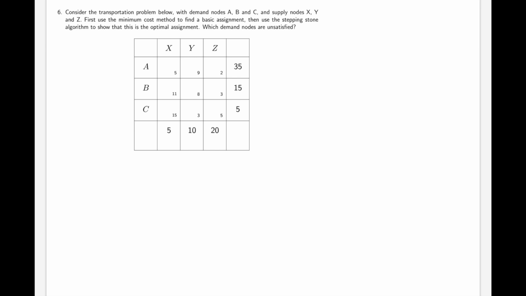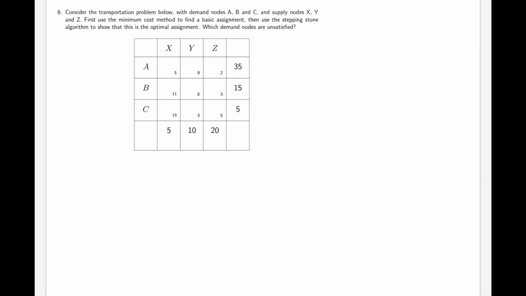So the first thing to notice about this question is that the sum of the demand is 55, but the sum of the supply is only 35. Therefore, we don't have enough supply to meet the demand. So we have unequal supply and demand. In this case, we'll have to introduce a dummy supplier that will supply any unmet demand.